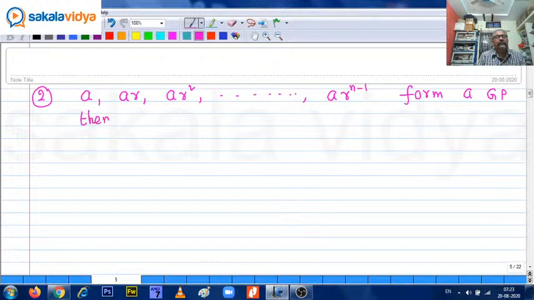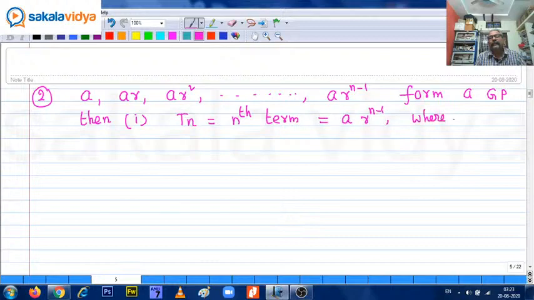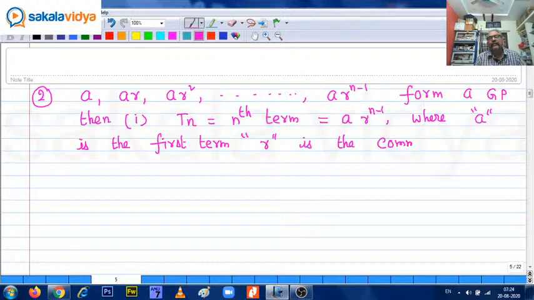Then first point, Tn, the nth term. So the nth term is equal to a times r to the power of n minus 1, where a is the first term, and r is the common ratio. r is the common ratio here.